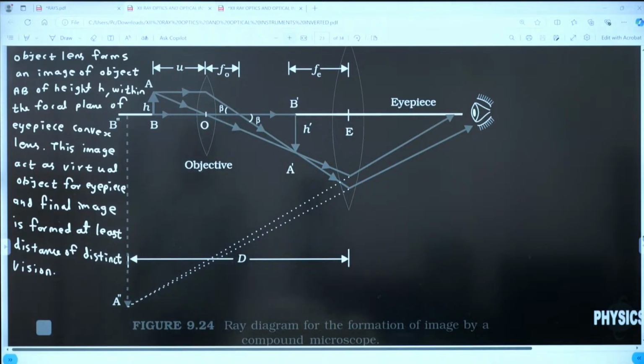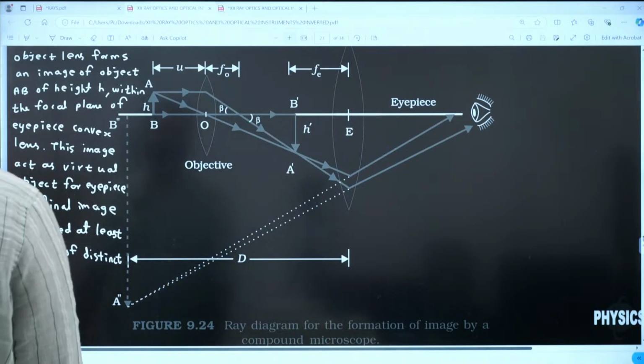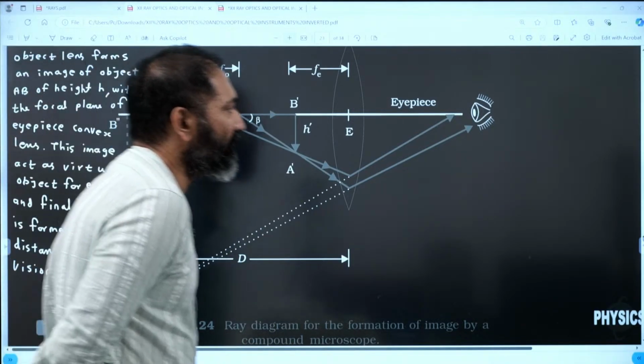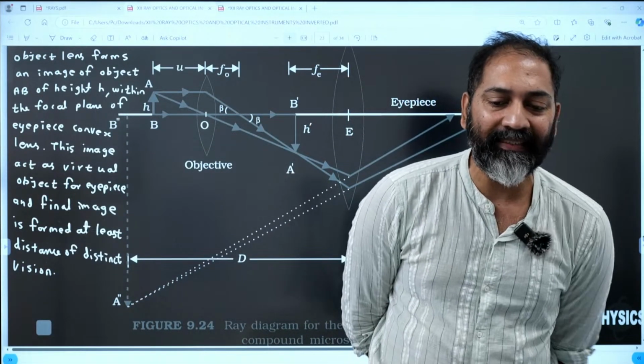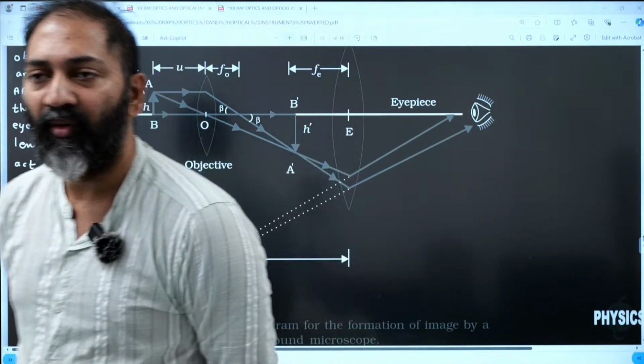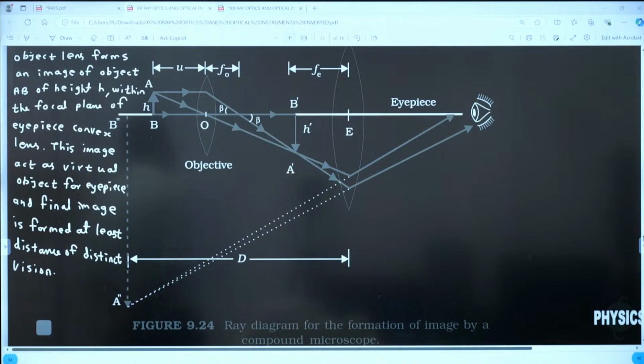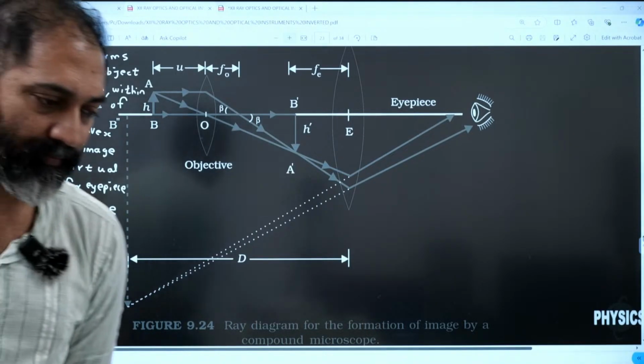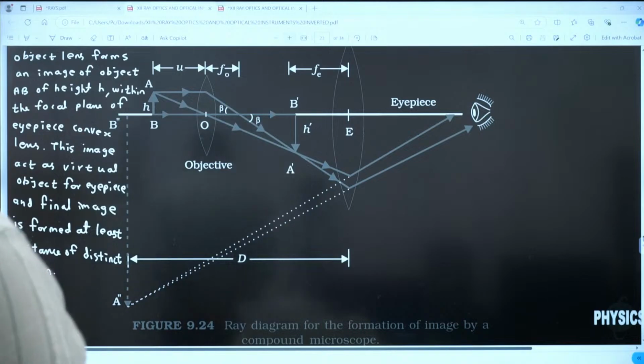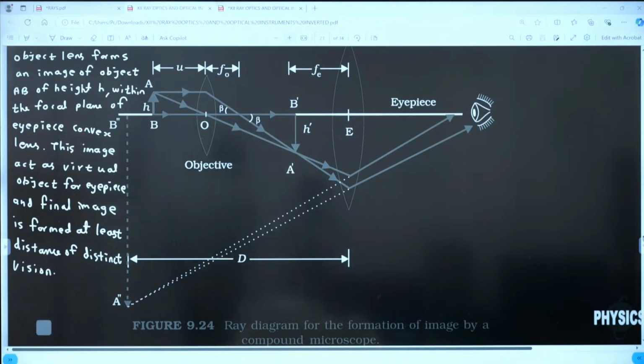Don't expect any theory question from this side. It's a direct diagram based question. You have to draw the neat diagram. For all the board exams, there will be one question from optical instruments. Most probably it will be the simple microscope or compound microscope, and it will be a diagram based question. The diagram you have to draw.